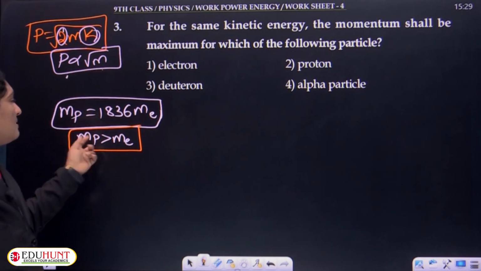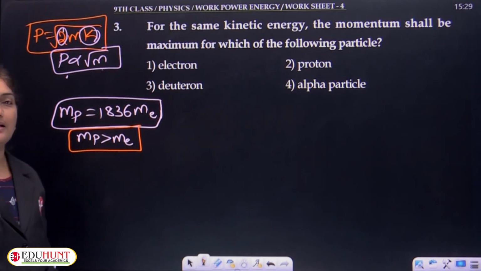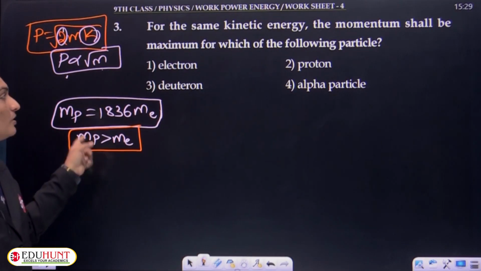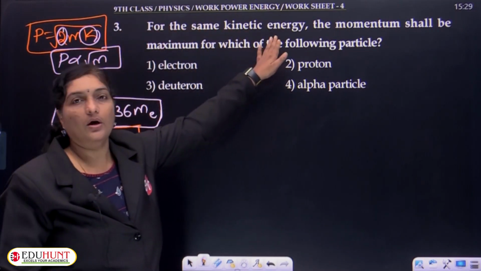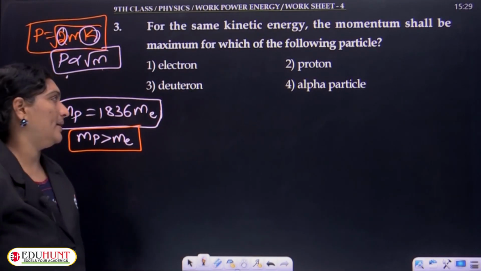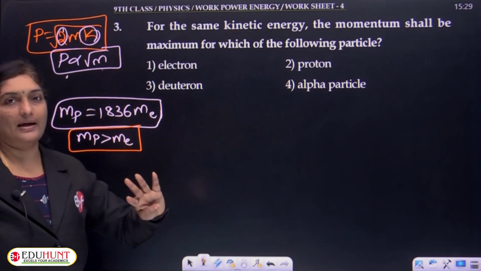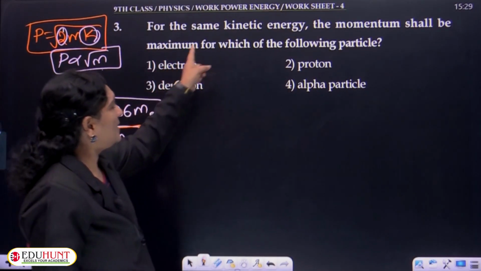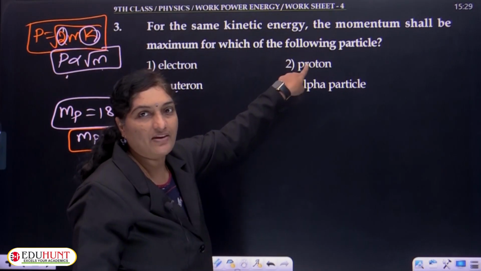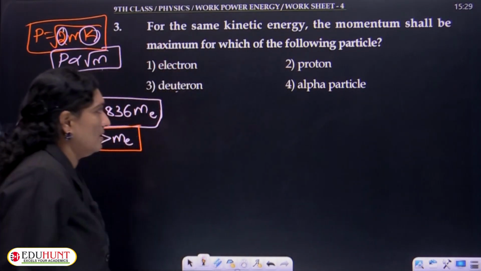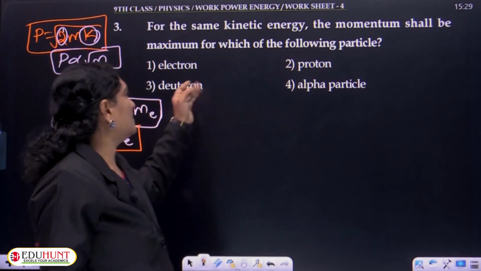So when comparing the mass of proton and the mass of electron, whose mass is more? Proton's mass is more, so proton will have more momentum. But you are given four particles, and we have still compared only electron and proton. When compared to electron, proton has heavier mass, hence larger momentum. So let us ignore electron. Now let us compare proton with deuterium.